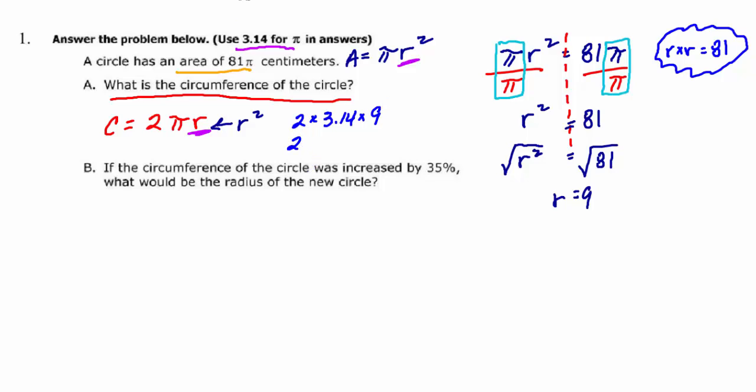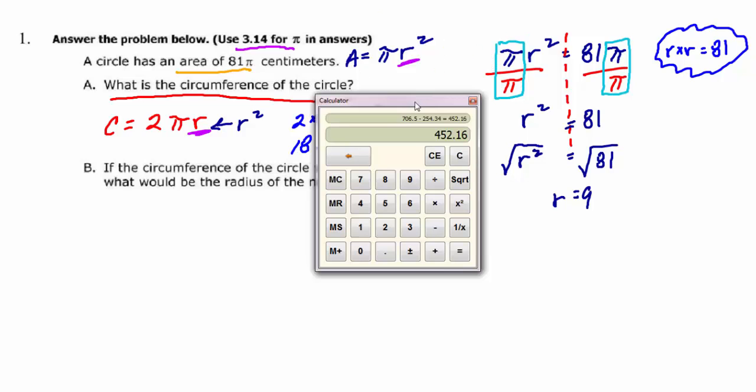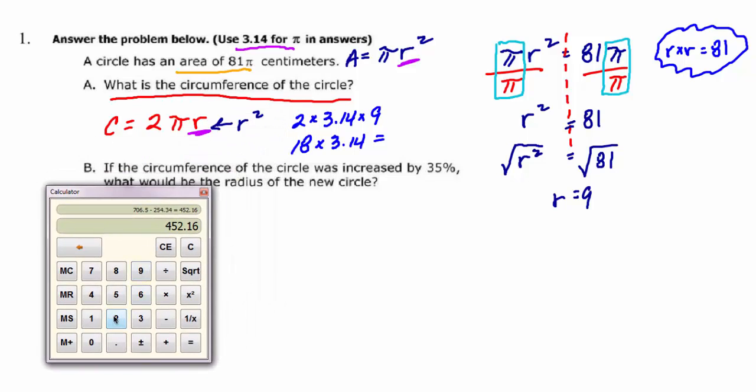We'll do the 2 times 9. 2 times 9 is 18. So 18 times 3.14. Let's grab our calculator, and 18 times 3.14 is equal to 56.52 centimeters. It's not squared centimeters because it's circumference, it's a distance around. So there is our answer to the first part, part A.